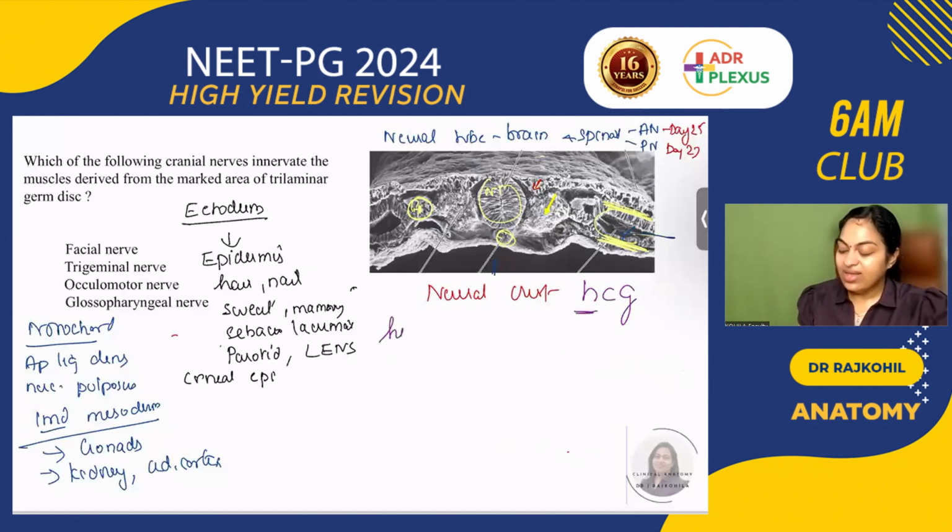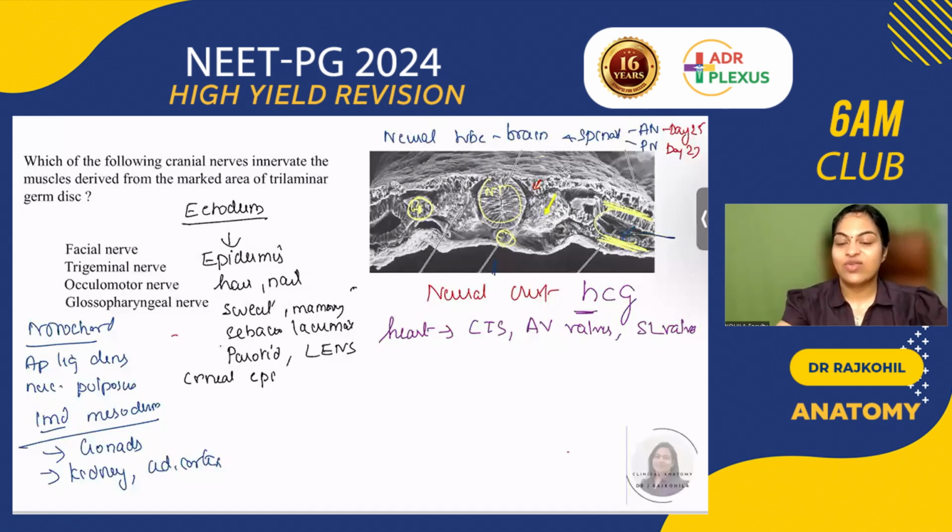In the developing heart tube, it's going to give rise to the conotruncal septum and the valves, the atrioventricular valves and the semilunar valves. Right? Yes. Yes, doctor. Okay. And yeah, in the heart.